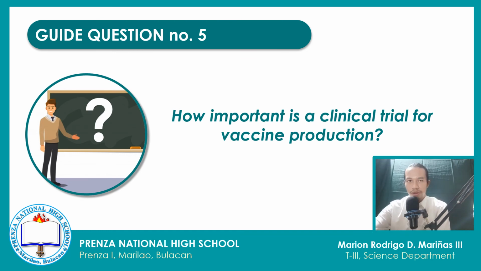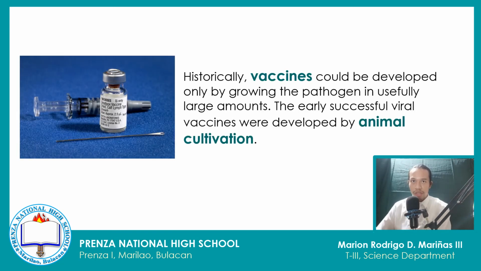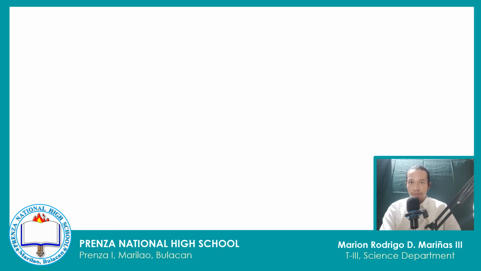this video lesson. Historically, vaccines could be developed only by growing the pathogen in usefully large amount. The early successful viral vaccines were developed by animal cultivation. But currently, advancement in biotechnology paved the way to the development of new vaccines using recombinant DNA technology.